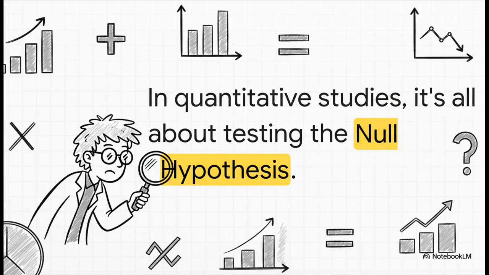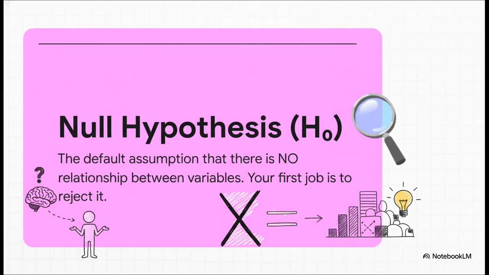This is a really fundamental idea in statistical testing. So what is it? Well, think of the null hypothesis as the world's biggest skeptic. It's the default position that says, nope, there's absolutely no connection, no relationship between the things you're studying. Your entire job as a researcher is to gather enough evidence to stand up to that skeptic and say, actually, you're wrong. That's what we mean when we say we reject the null.